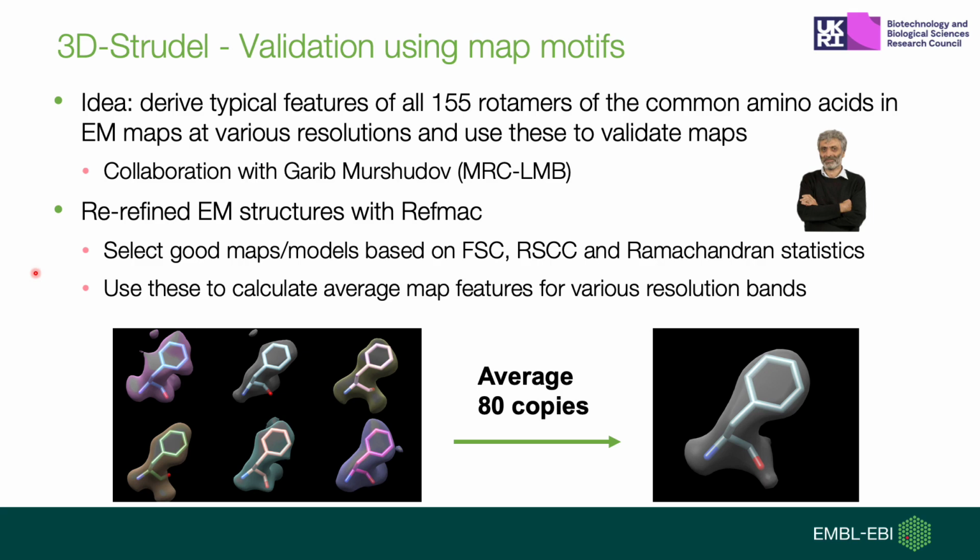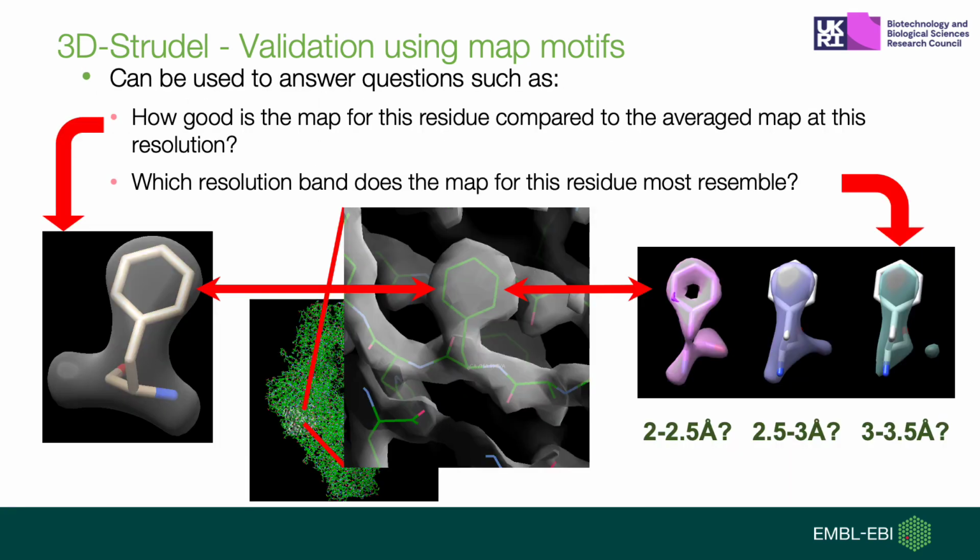And so we selected a bunch of structures, we re-refined them with RefMac, and then used a number of validation criteria to select what we thought were good map and model combinations, and we used those to pick up all the instances of all the 155 rotamers and to extract the map around those residues and average them. So that gives us per resolution band a library of 155 little motif maps. Now those you can then use in a number of ways.